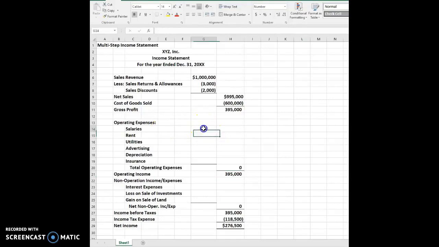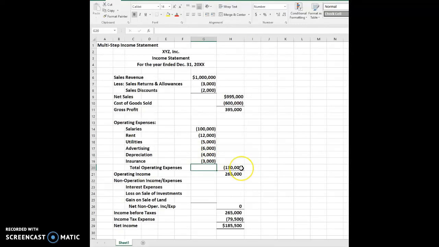So let's enter some salaries. And again, I'm going to enter this as a negative number to reinforce the fact you'll subtract this from gross profit. Let's say salaries will be $100,000. Let's say that rent will be $12,000. Utilities, let's say $5,000. Advertising, $6,000. Depreciation, $4,000 would be good. And insurance, let's say something about $3,000. So these are all of our operating expenses. The total of those will be equal to $130,000.